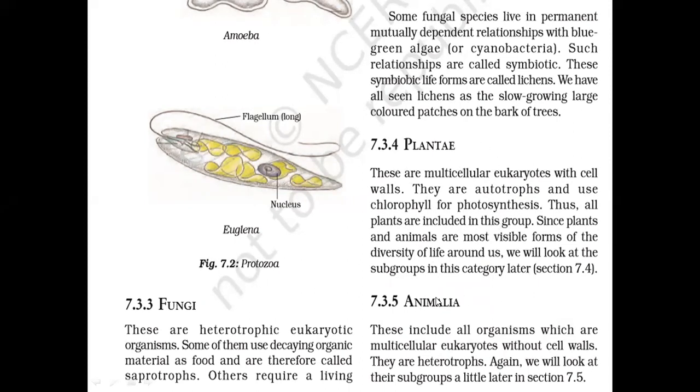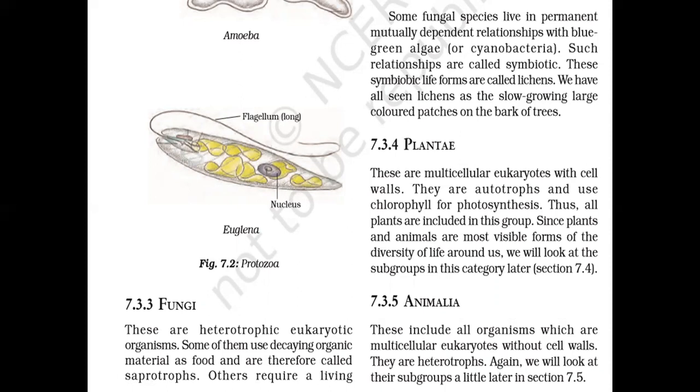Then we go to the fifth and last kingdom, Animalia. These include all organisms which are multicellular eukaryotes without cell walls. In Plantae they had cell walls; in Animalia, they do not have cell walls. And they are heterotrophic, whereas plants were autotrophic. Again, we will look at their subgroups a little later in section 7.5. We will learn more about the kingdoms Plantae and Animalia in the next class.